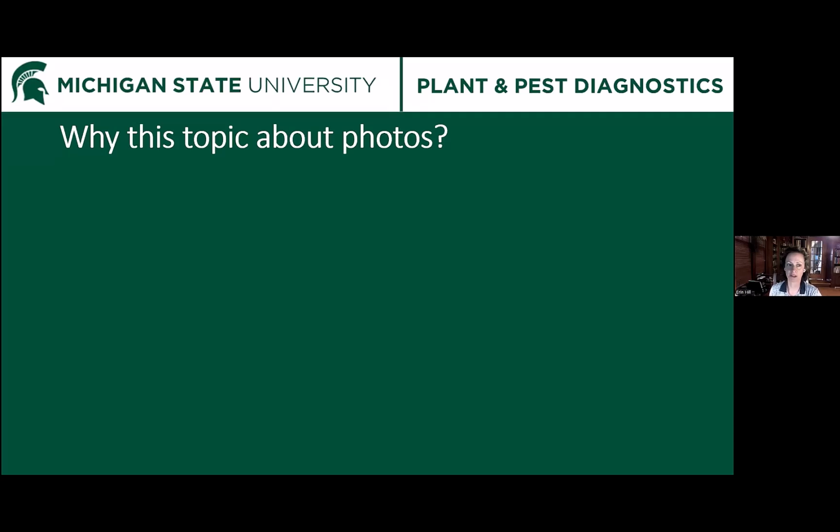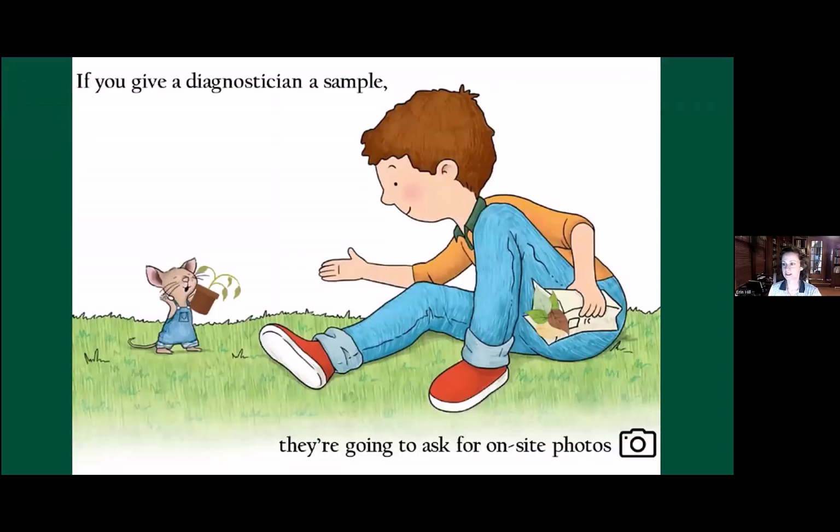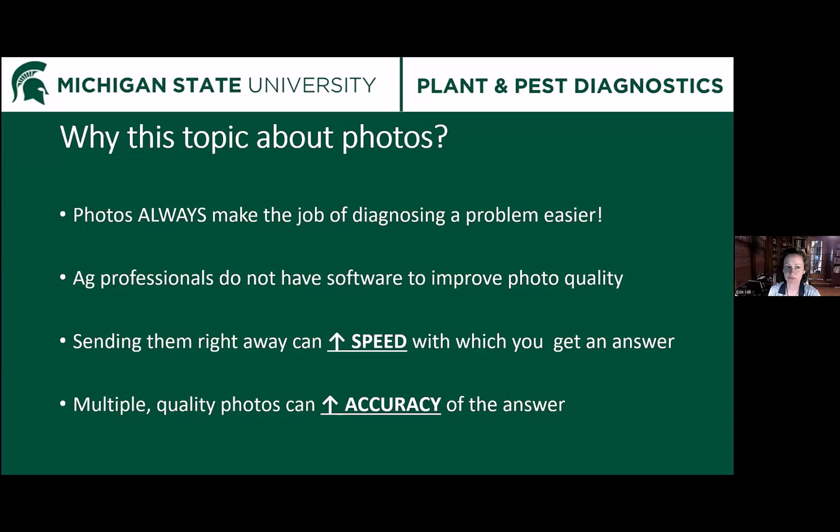professionals that you encounter. So this is a little cartoon that I came up with a while ago, kind of a spoof on if you give a mouse a cookie, that if you give a diagnostician a sample, they're going to ask for on-site photos to go with it. Guarantee that that's going to happen, especially if it ends up being something abiotic.